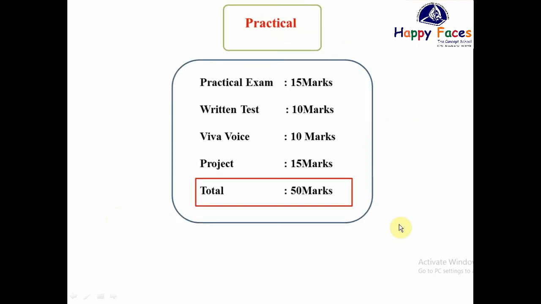Then Part C and Part D of the syllabus are practical work. Practical work is for 50 marks and is again divided into 4 parts. Practical exam for 15 marks, written test for 10 marks, viva voce, that is our oral exam, for 10 marks, and project for 15 marks. The topic of the project and all guidance will be provided by the project guide.